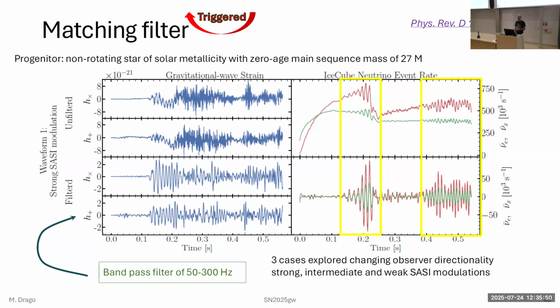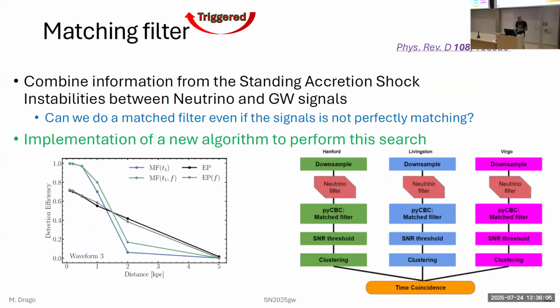Indeed, you can see that it was tested only on one particular case. They also explored different directions in the sky, so there were strong and not so strong SASI modulations. And even if it is really a starting point, in the sense that it was new, we built a sort of new algorithm taking inspiration from the matched filter, but changing it a little to fit the fact that we don't really have the matched part.